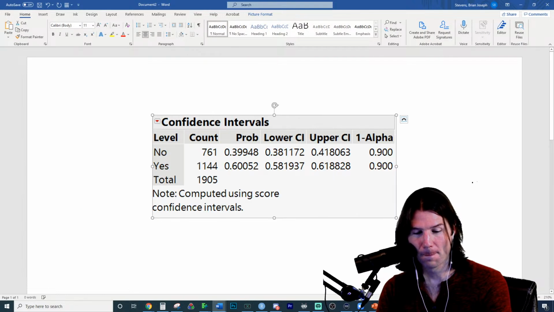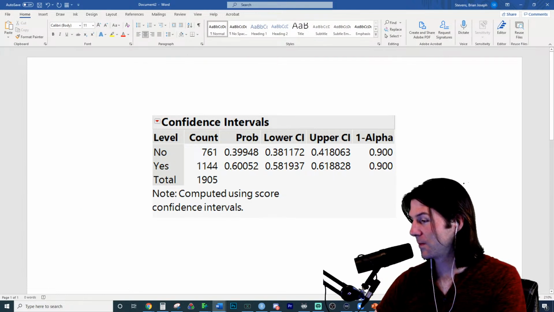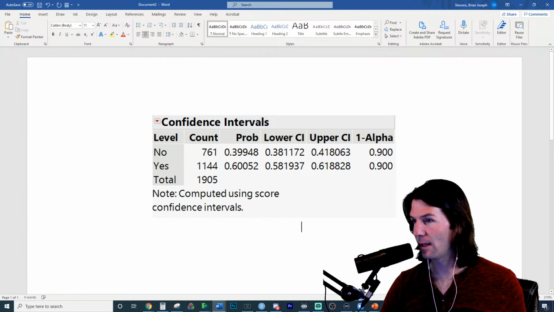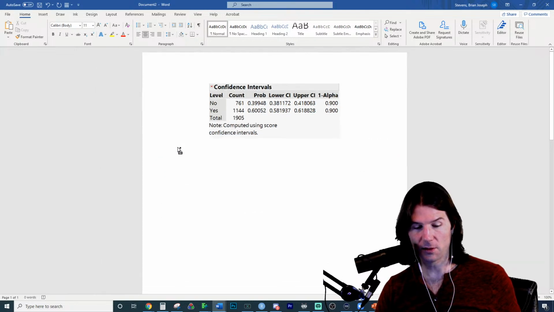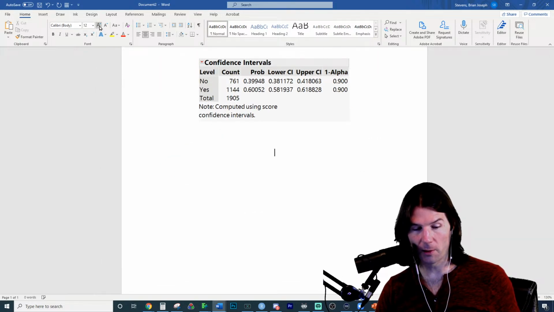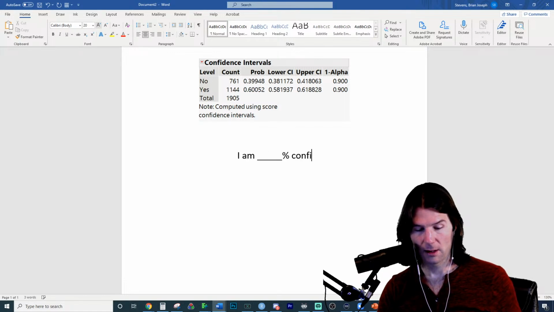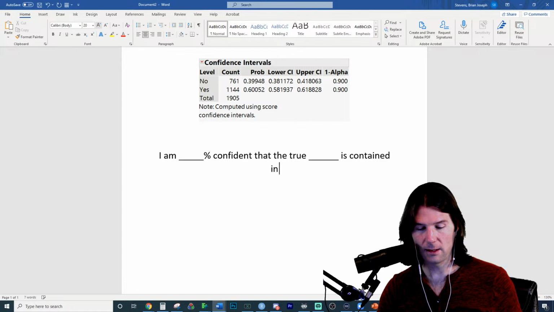So there we are. Let's talk about how to interpret this interval. Oh, you're welcome, Sarah, anytime. So when we interpret intervals, we always interpret our intervals the following way. We write, I am blank % confident that the true blank is contained in the interval blank to blank.